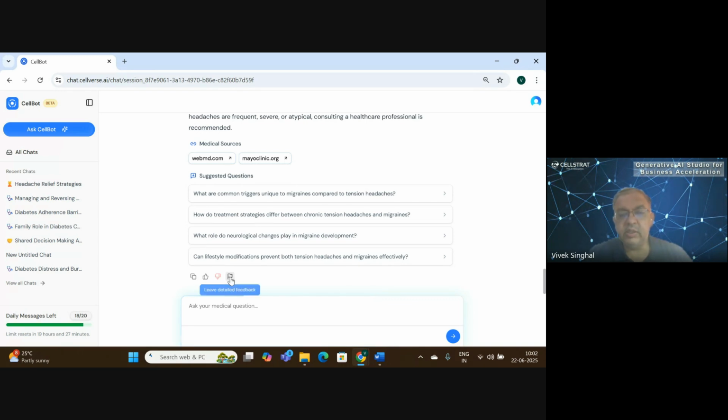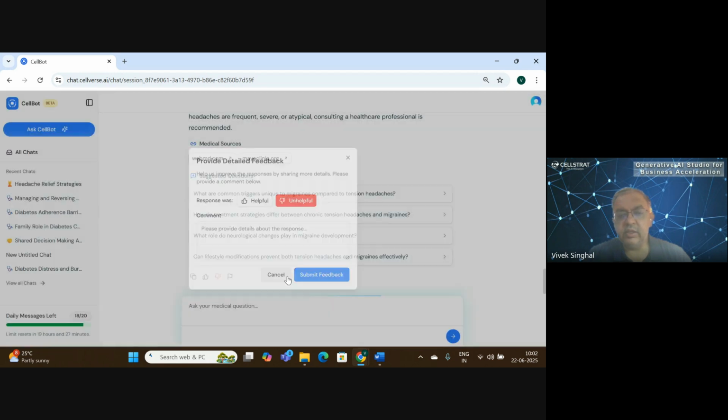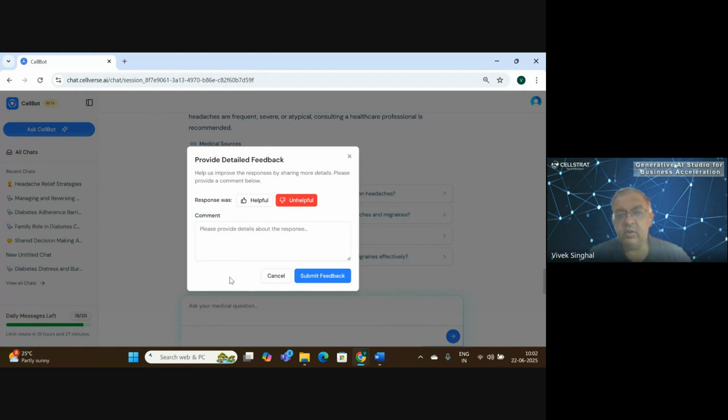You can also write comments here, by the way. If you click on this flag, you can comment. Again, you can say helpful or unhelpful. So I can say, well, let me be positive about it. Good answer.